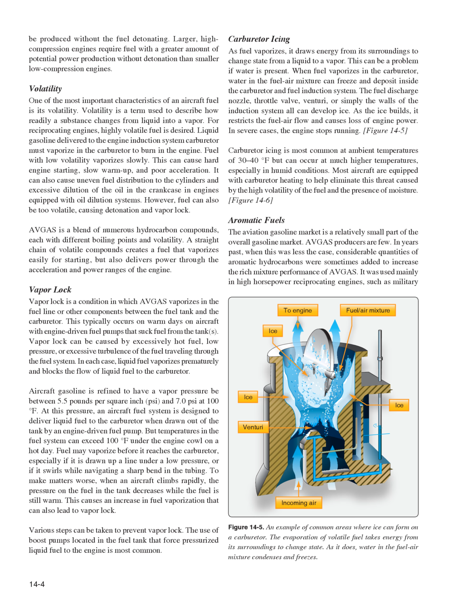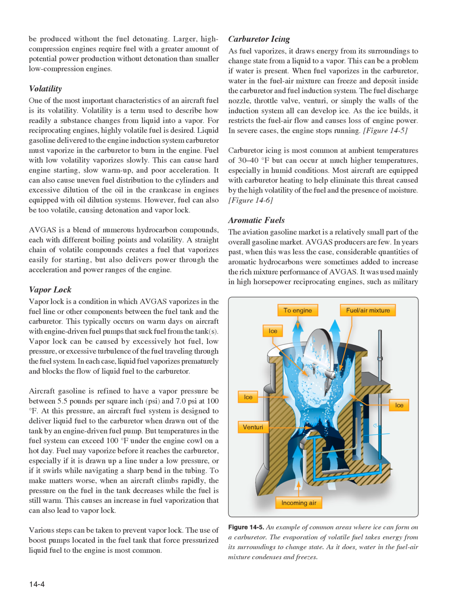Vapor lock. Vapor lock is a condition in which avgas vaporizes in the fuel line or other components between the fuel tank and the carburetor. This typically occurs on warm days on aircraft with engine-driven fuel pumps that suck fuel from the tanks. Vapor lock can be caused by excessively hot fuel, low pressure, or excessive turbulence of the fuel traveling through the fuel system. In each case, liquid fuel vaporizes prematurely and blocks the flow of liquid fuel to the carburetor.